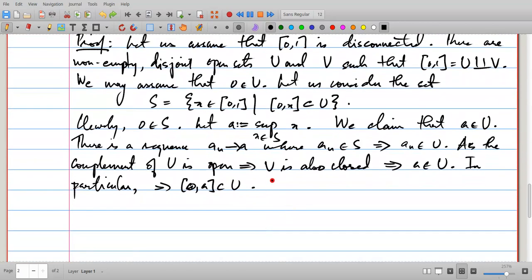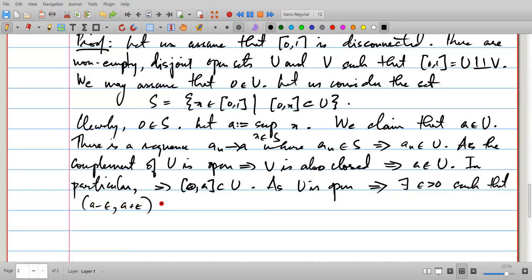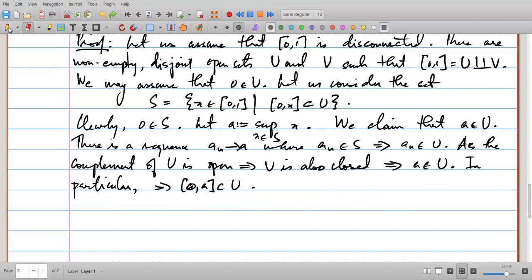Now as U is open, there is some positive epsilon such that (A minus epsilon, A plus epsilon) is contained inside U. Okay, so before that, we are making the second claim now. We claim that A is equal to 1.